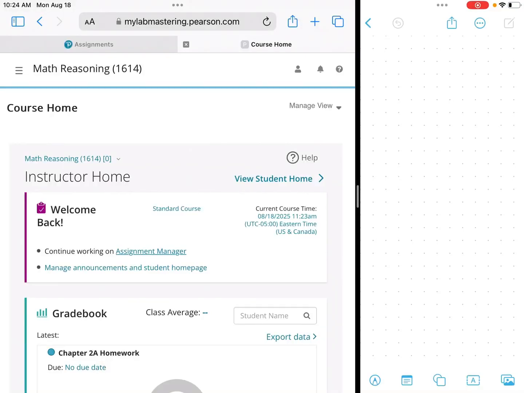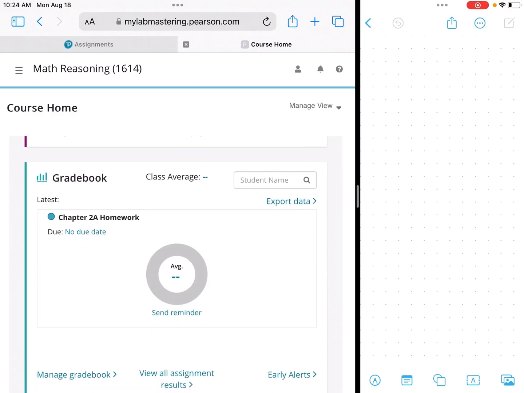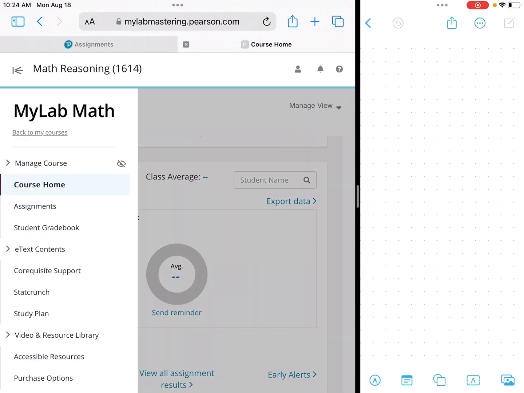I wanted to take a look at what MyMathLab looks like when you log in for the first time. So we've got this math reasoning course that we're taking, and here we have what MyMathLab is looking like. If you click on the top left, you can see a lot of different things here.